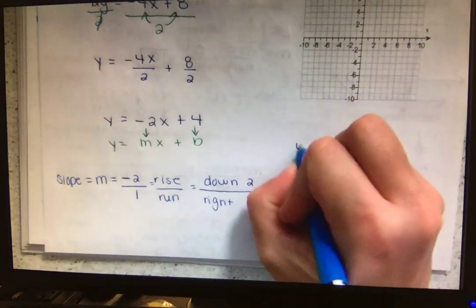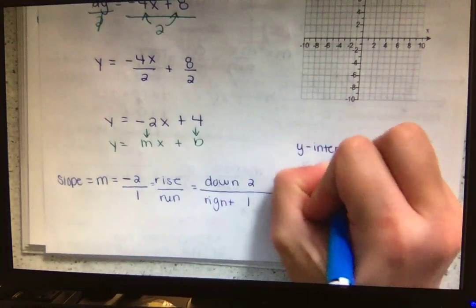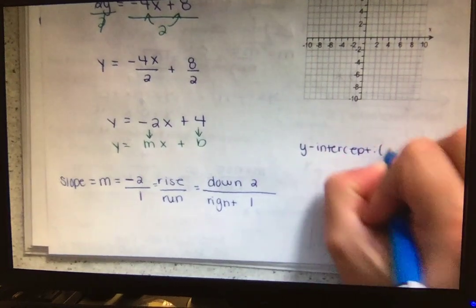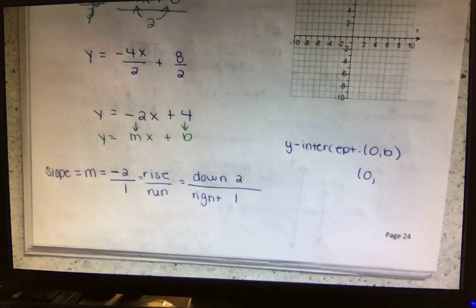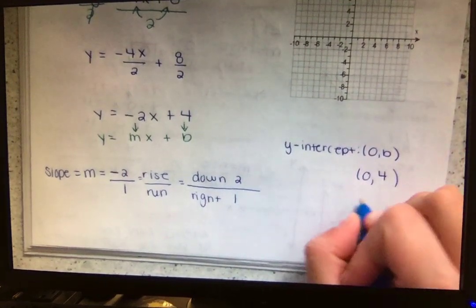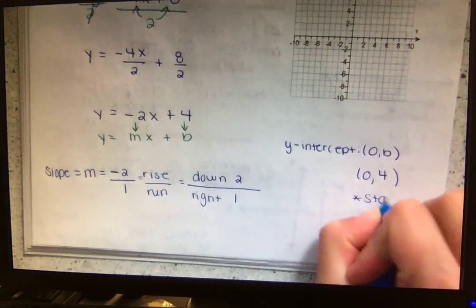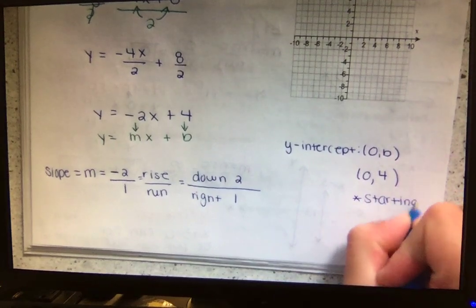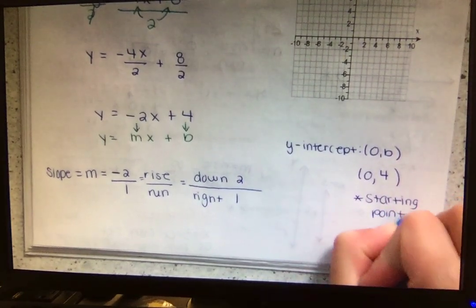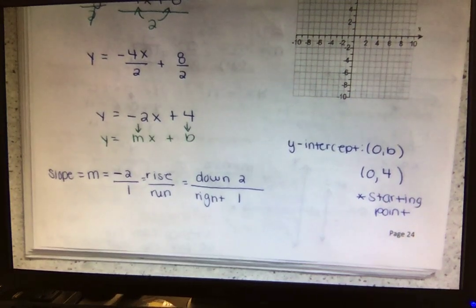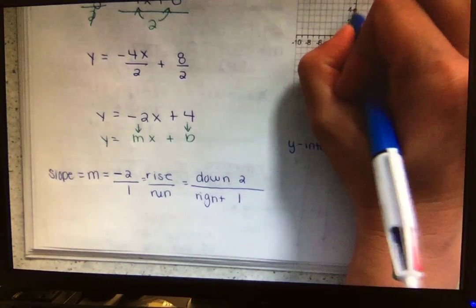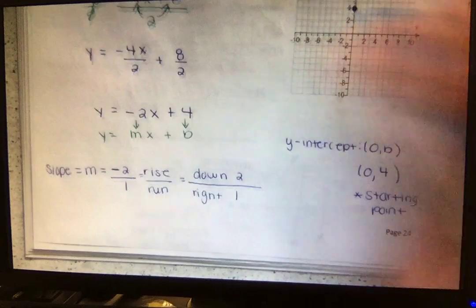So my starting point is my y-intercept, which is the point 0, comma b. So in this case, it's 0, comma 4. Perfect. Remember, this is the point that we're going to start with. It's our only point that we have to plot. Our starting point is 0, 4. So over 0, up 4, hitting 4 on our y-axis. That's going to be our starting point.